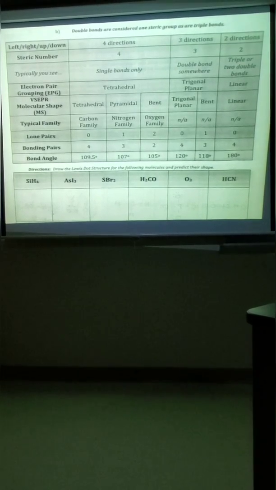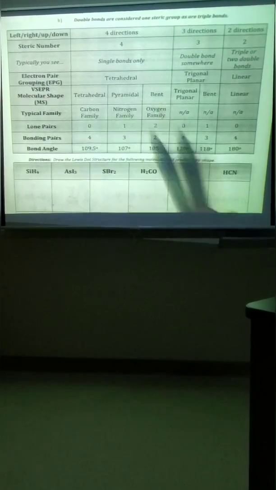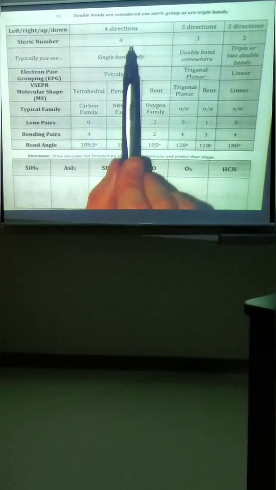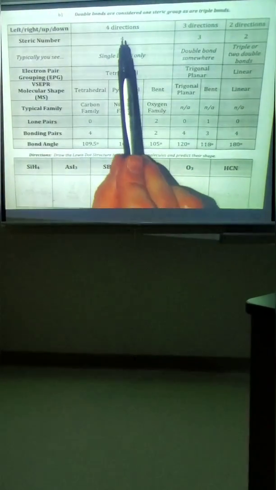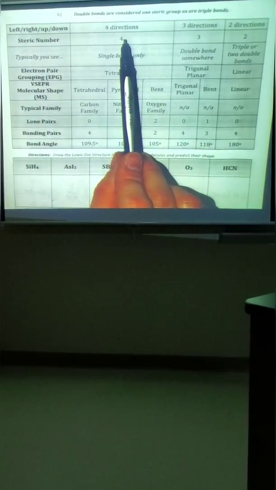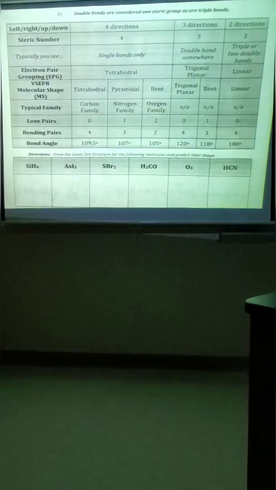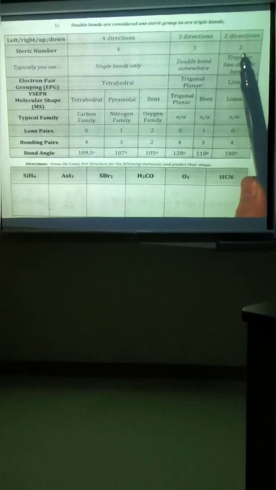So as we do this, we need to think about who has or prefers what. Steric number is a definition we see in the notes. Steric number is this direction idea. It's how many electron groups do you have. So if you have 4 directions, it's kind of like a 4-way stop. You can go left, right, forward, or in reverse. Here you only have like a 3-way stop from your center atom. So you can go left or right or backwards. And then here you can only go forwards and backwards.